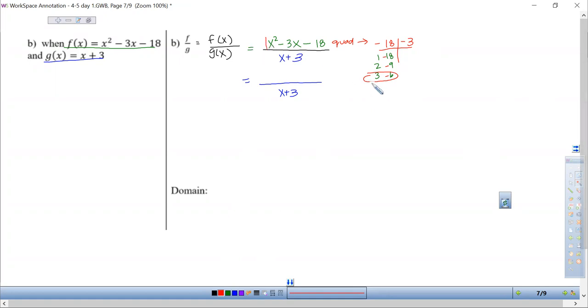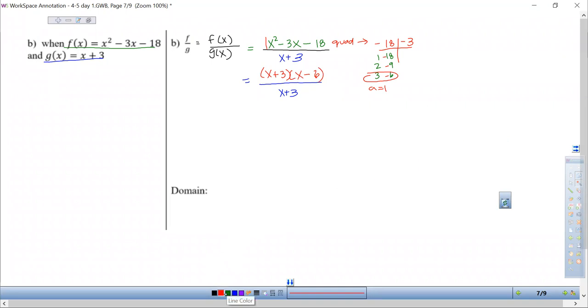Remember that A was 1. That means I don't have to use grouping. I can use the shortcut. So that means that my factored form is x plus 3 and x minus 6. Okay, I was only able to do that because A was 1.